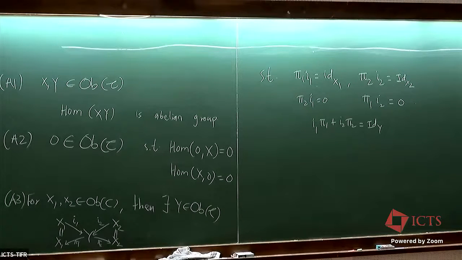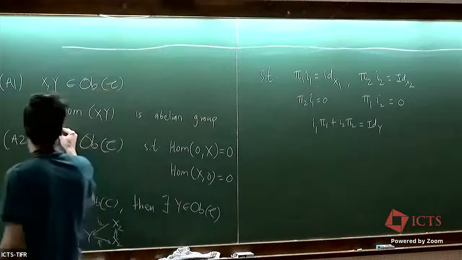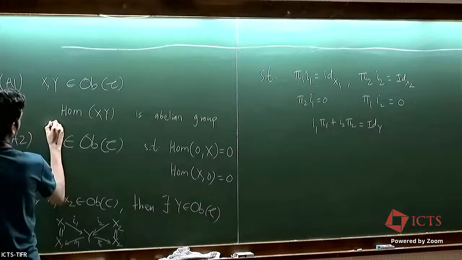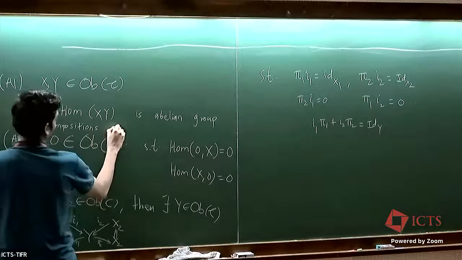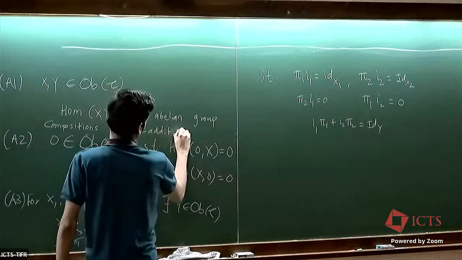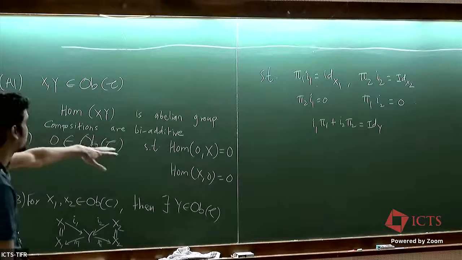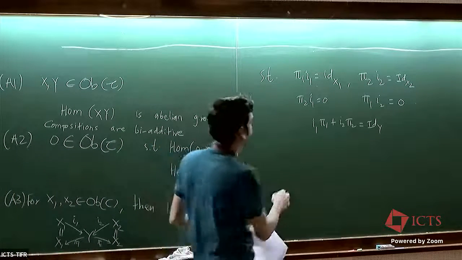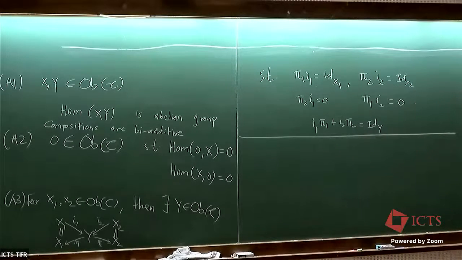I also need that compositions are bi-additive or bilinear. That means composition should distribute over addition. So this is what an additive category is.